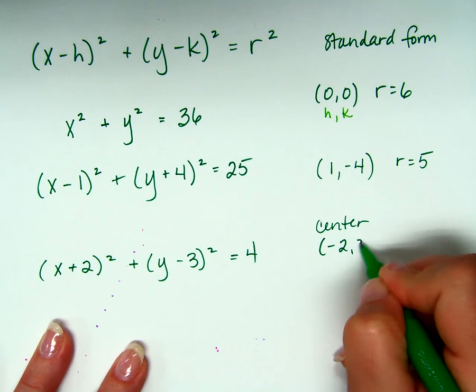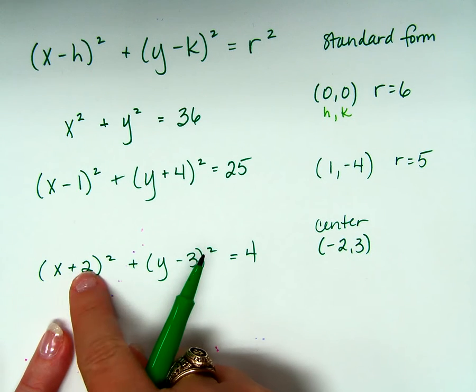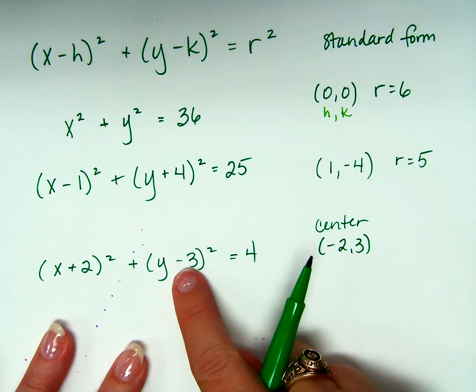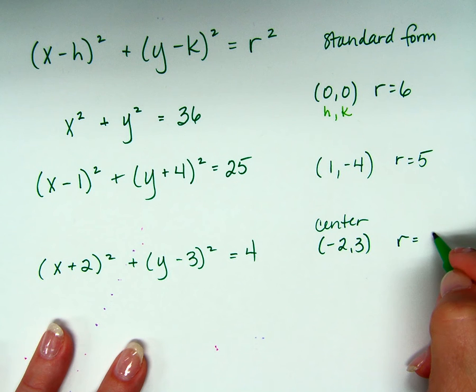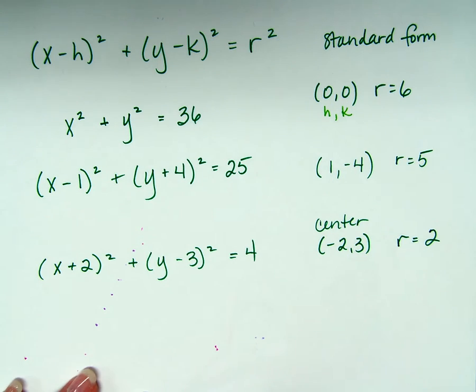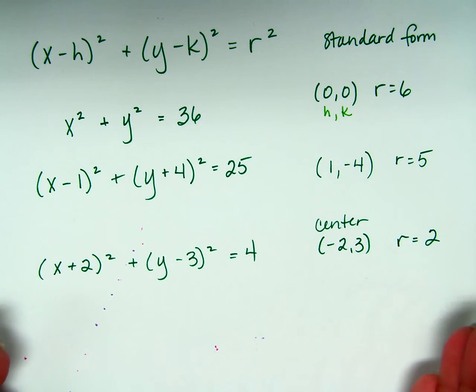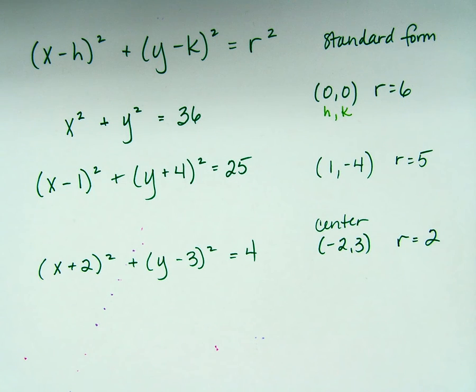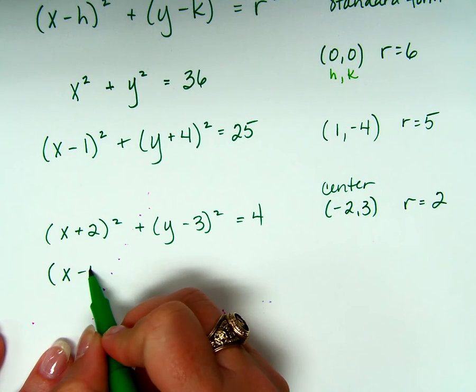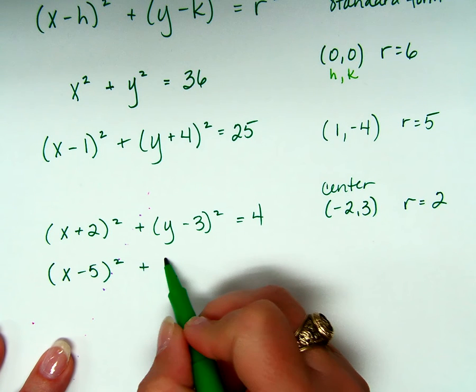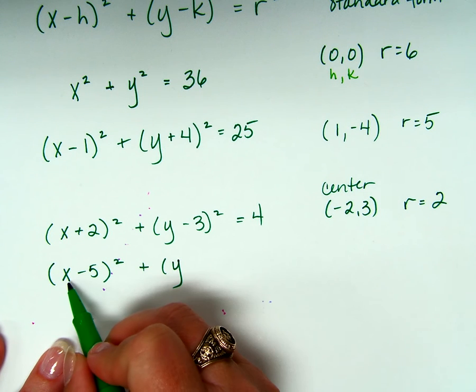Negative 2, 3, because it's x plus something, so that's got to be negative 2. And y minus something, that's 3. And what's the radius? Close. Yes, 2, because it's the square root of that number, right? Again, the only way I can make this harder is by giving you bigger numbers. Or here, I can make it a little bit harder. y minus 5 squared, I said y, but I meant x.